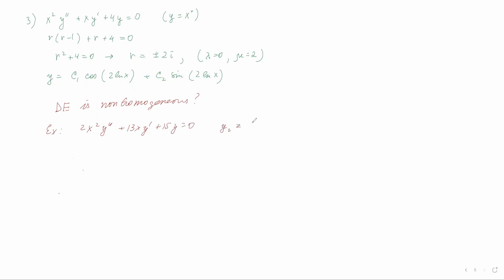And my solutions, remember, were 1 over x cubed. Sorry, it doesn't look like x cubed. I'm going to just rewrite it. Solutions were y1 equals 1 over x cubed, and y2 was 1 over x to the power of 5 over 2. So how do we solve it if it's non-homogeneous? That was homogeneous. I'm now going to change my color and make it non-homogeneous.